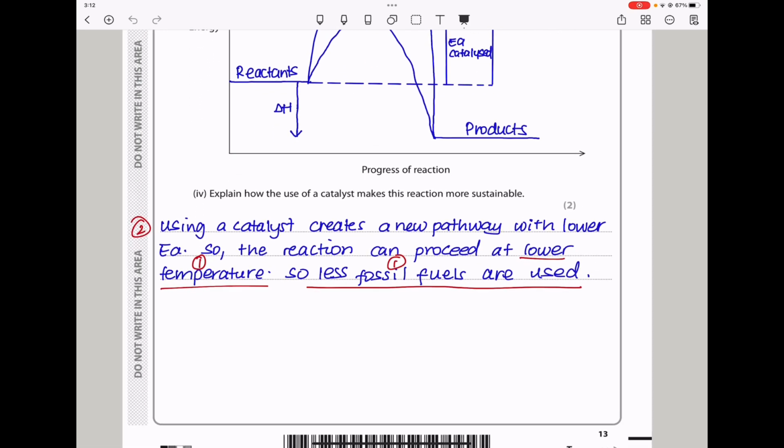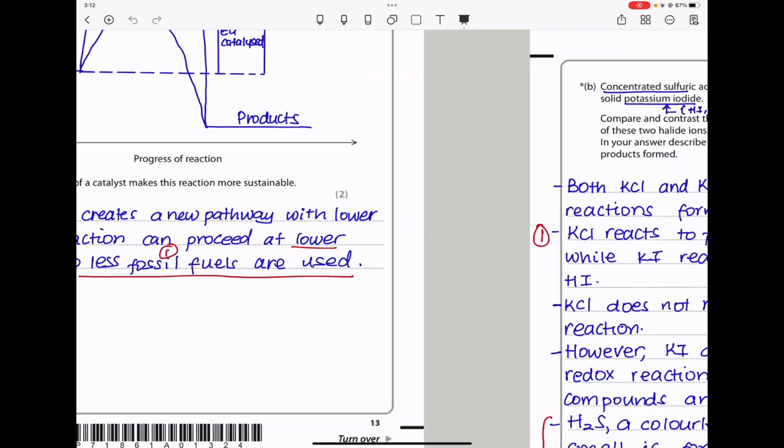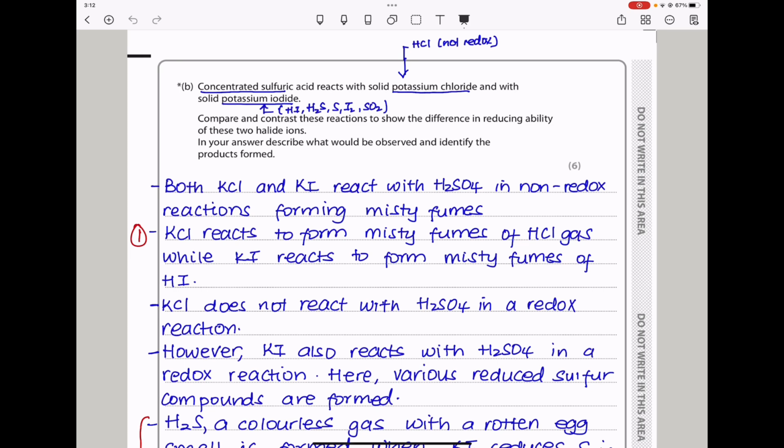Down here they say, explain how the use of a catalyst makes the reaction more sustainable. This question is common. We know that using a catalyst creates a new pathway with lower activation energy, so the reactions can proceed at lower temperature, so less fossil fuels are going to be used. Moving on.